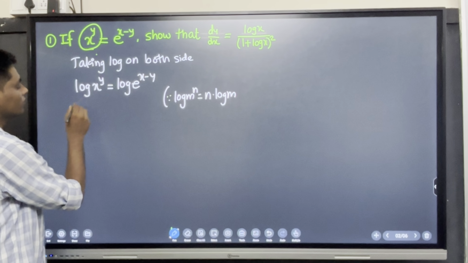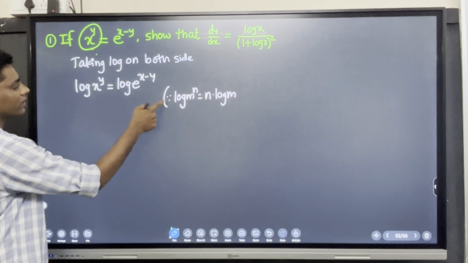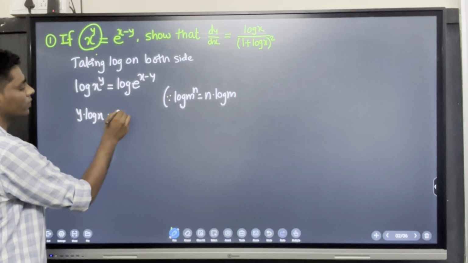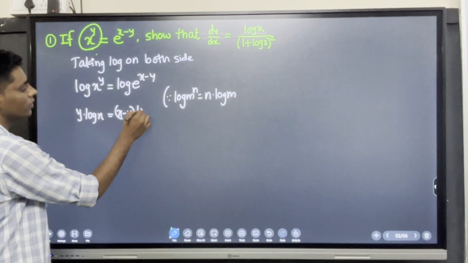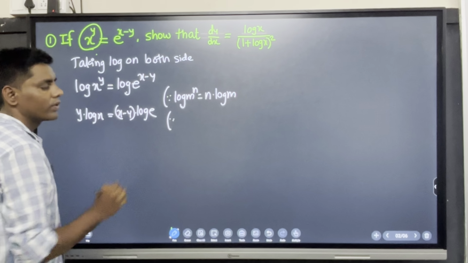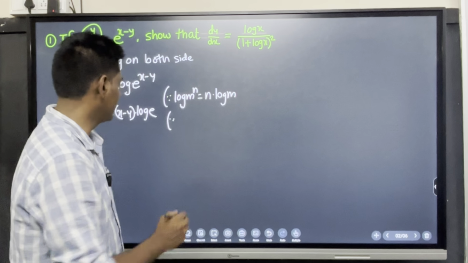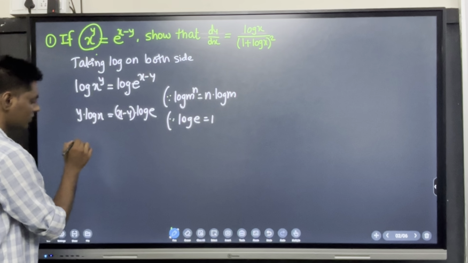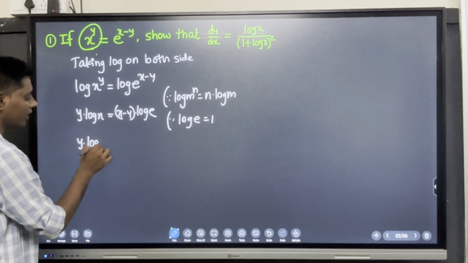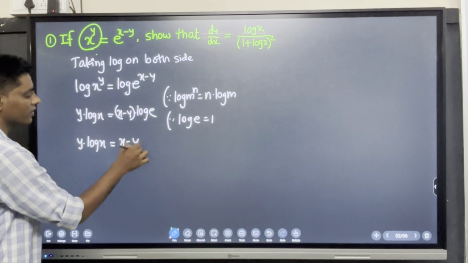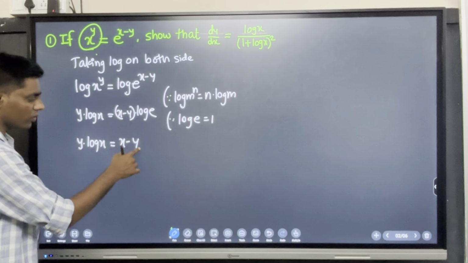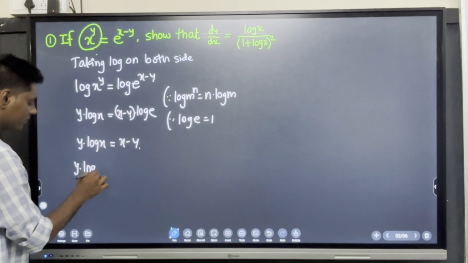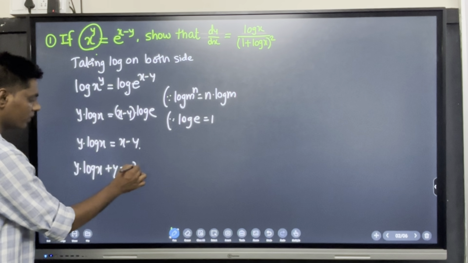So after applying this both here, we get y into log of x equal to x minus y into log of e. Remember the value of log of e is 1. So therefore we substitute log e equal to 1. So what is remaining? y into log of x equal to x minus y. So y is negative on right hand side, take it left hand side, so it becomes y into log x plus y equal to x.